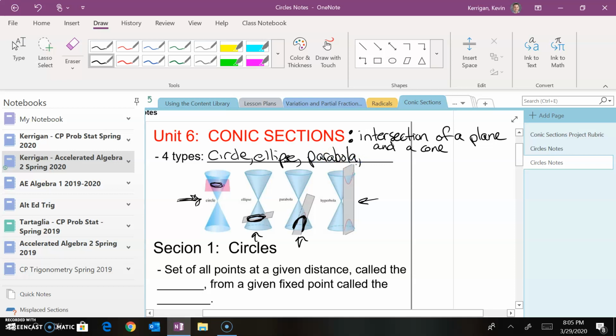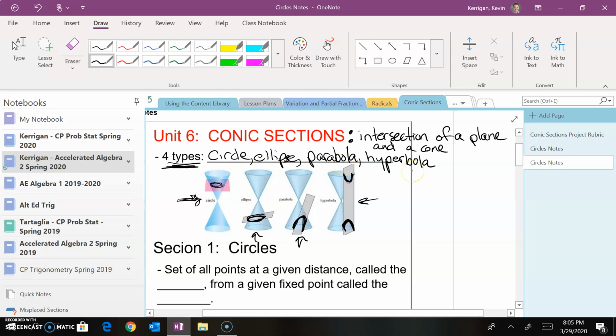And then last, if I just cut straight down vertically through just one side of that cone, it's going to give me a parabola up here and a parabola down there. Combined together, both of them make a hyperbola. So the four types of conic sections that we have are circles, ellipses, parabolas, and hyperbolas.